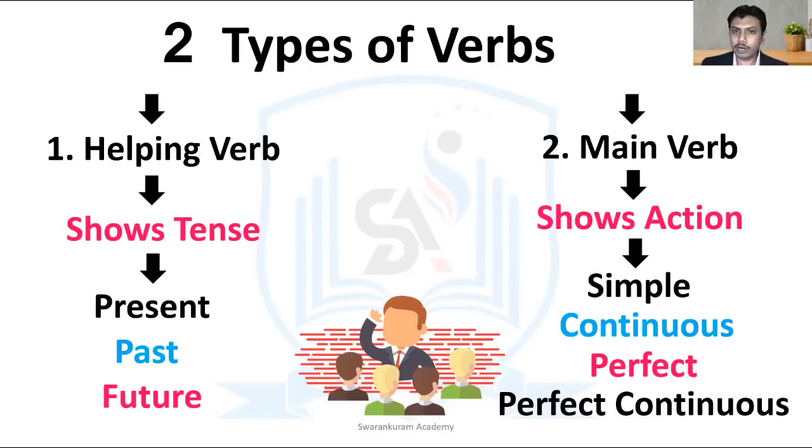So two things are very important here that you need to understand. Two types of verbs: one is the helping verb, another one is the main verb. These are the important things that you need to understand here itself.